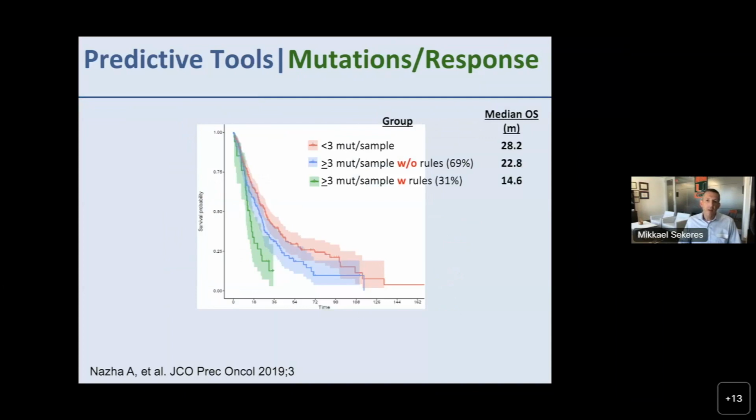Here you see that those patients who had 3 or more mutations and satisfied the rules that we set up for lack of response had a much lower likelihood of responding and a much worse median overall survival than those patients who had fewer than three mutations, or those who had more than 3 mutations and did not satisfy the rules for non-responders.